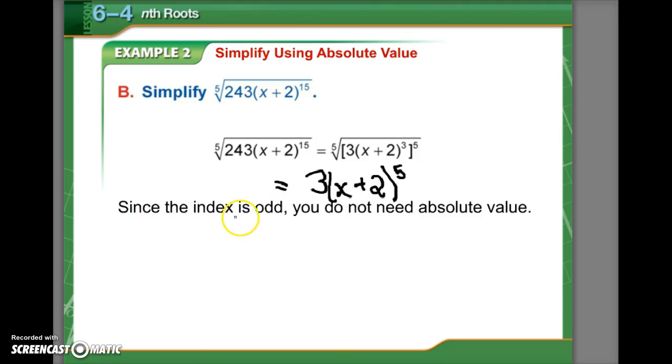Since the index is odd, you do not need the absolute value. When the index is odd, when you have the fifth root, that's an odd number. When you have an odd root, you don't have to throw absolute value on. It's only when you have an even root. So that's just our answer right here.